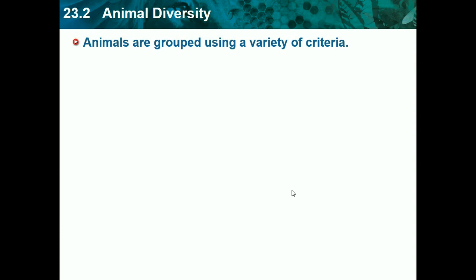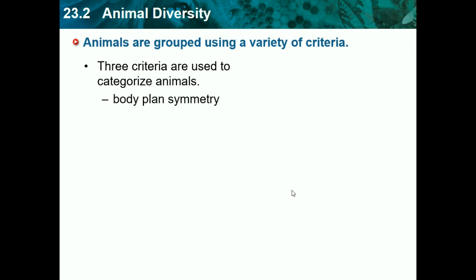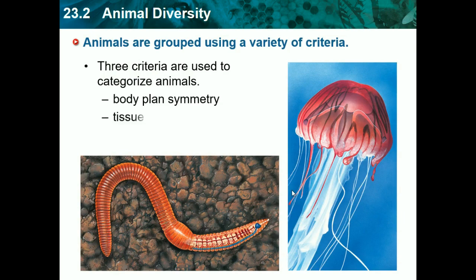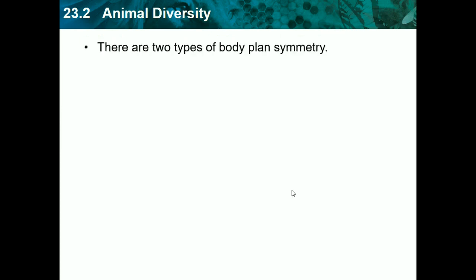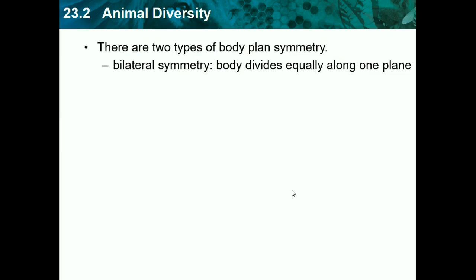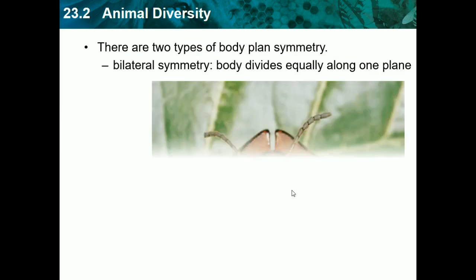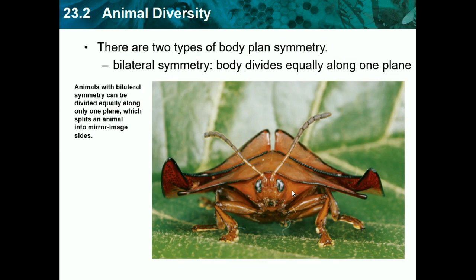Animals are grouped using a variety of criteria. Three criteria are used to categorize animals: body plan, symmetry, tissue layers, and development patterns. There are two types of body plan systems. We have the bilateral system, where the body divides equally along one plane, so it's symmetrical. Animals with bilateral symmetry can be divided equally along only one plane, which splits an animal into a mirror image on both sides.